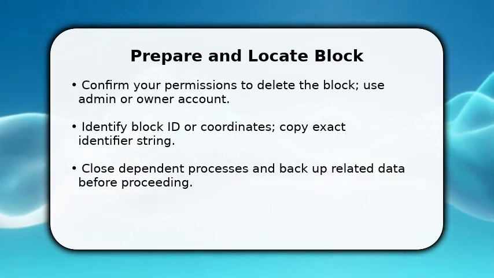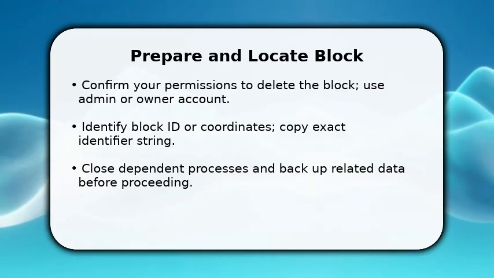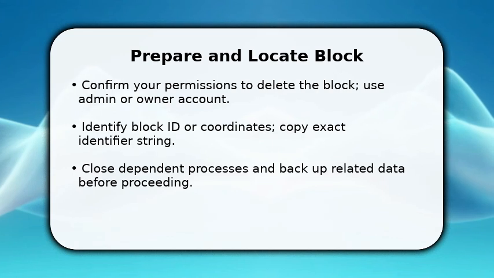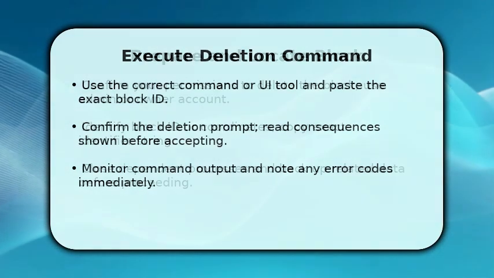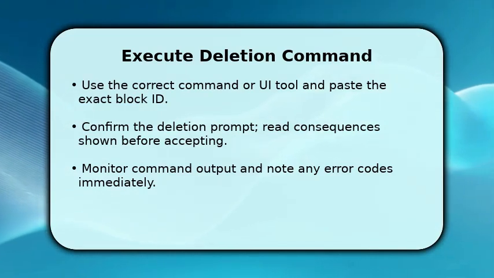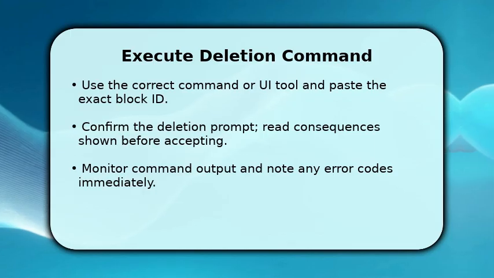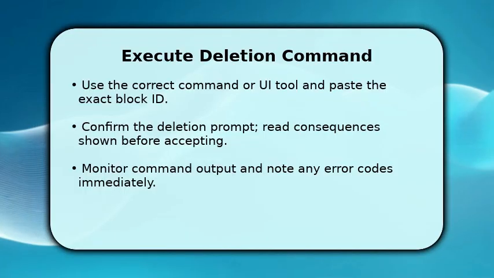Make sure you're in the correct environment, production versus staging, before taking the next action. Now execute the deletion using the appropriate command or user interface tool. Paste the exact block ID you copied earlier so the system targets the right object. When the confirmation prompt appears, pause and read the consequences it displays. This prevents accidental mass deletions.